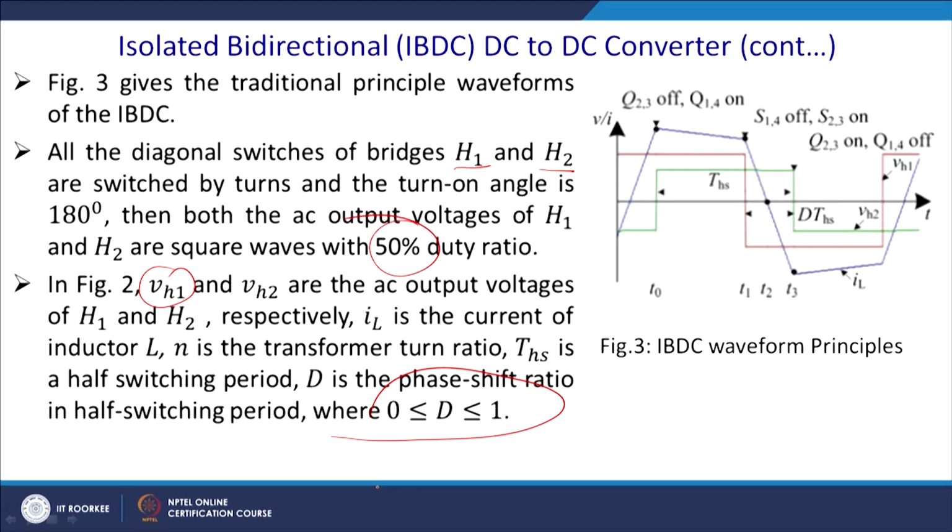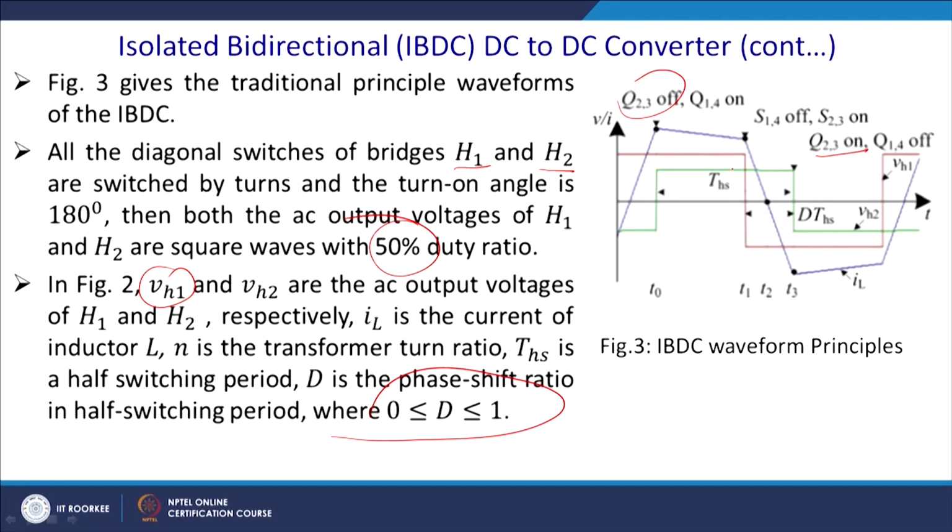So, you can see that in this region, when current ramps on, Q1 and Q3 are off and Q3, Q4 are on. Similarly, here S1, S4 are off and S2, S3 are on. Similarly, here Q2, Q3 are on and Q1, Q4 are off.